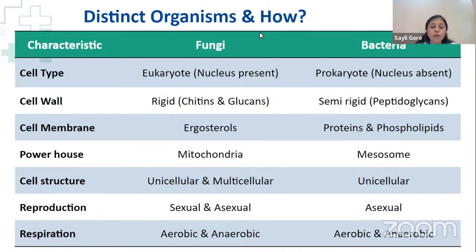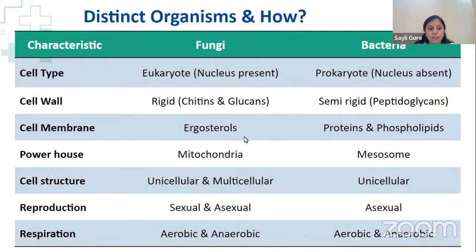The cell of fungi is eukaryotic, and that means there is a nucleus present in that. And the cell of bacteria is prokaryotic. There is no nucleus present in that. And there is a cell wall. The fungal cell wall is very rigid. They contain chitins and glucans. The bacterial cell wall is semi-rigid and they contain peptidoglycans.